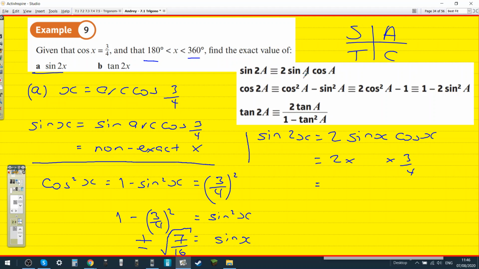So it's 180 to 360. That's in the tan and C region. So would that make it negative then? Yep. And so what is sine x? Minus root 7 over 16. Yep. And so we want the exact value of sine 2x: 2 times minus root 7 over 16.